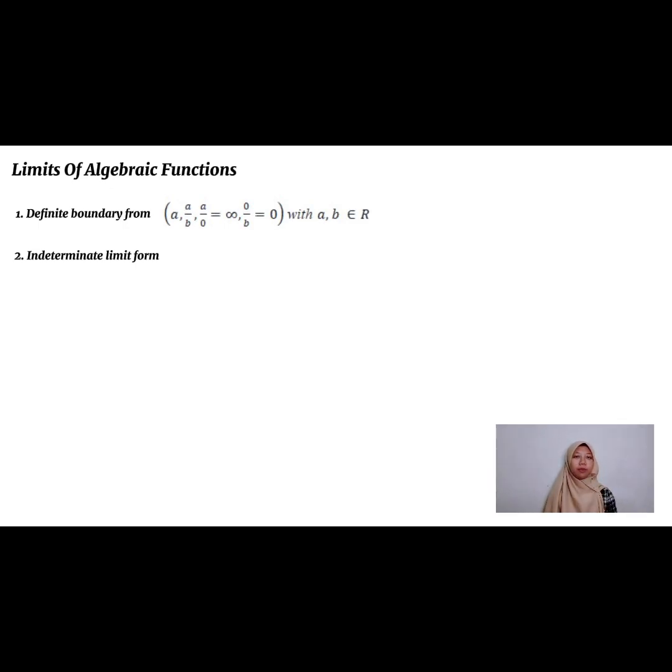The form of the limit ratio is divided into two, namely the definite form and the indeterminate form. Definite limit forms include A over B, A over 0 equals infinity, 0 over B equals 0, with A, B real numbers. Indeterminate limit forms are 0 over 0, infinity over infinity, infinity minus infinity, and infinity to the power of infinity. In the limit, the result must not be like that and must be changed.